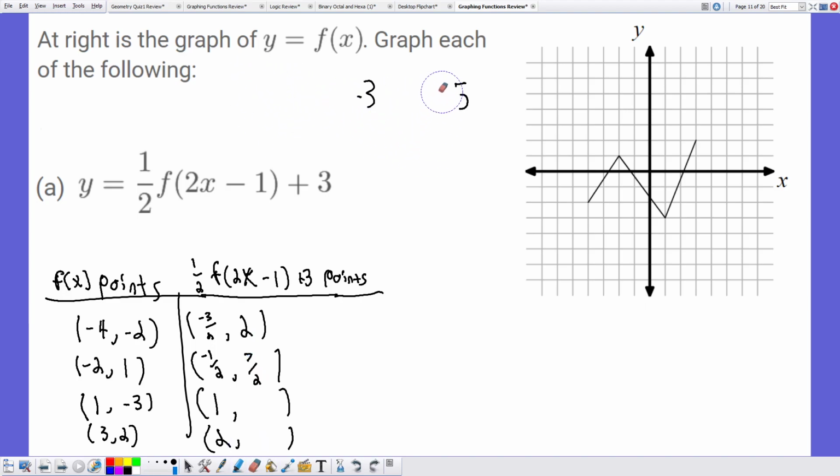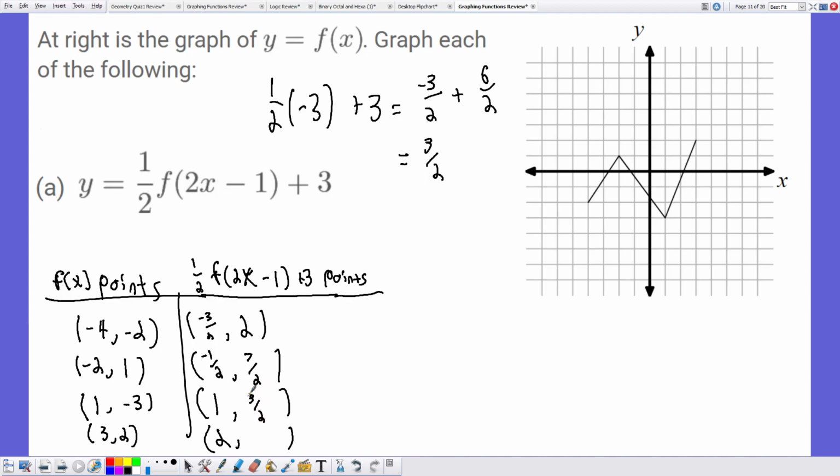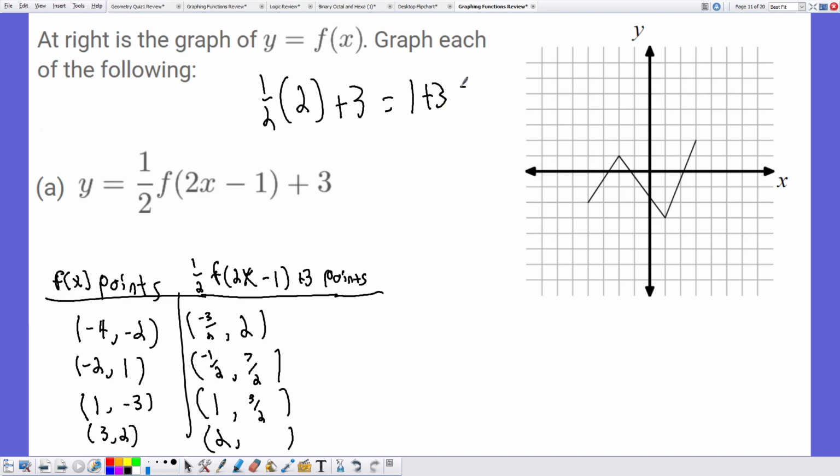Okay, now we have negative 3. So 1/2 times negative 3 and plus 3. Well, that's negative 3/2 and plus 3, which is the same thing as 6/2, which we can reduce as just plain 3/2. And then finally, we have 1/2 times 2 plus 3, which is equal to 1 plus 3, which is equal to 4. And now we have all the points we need.